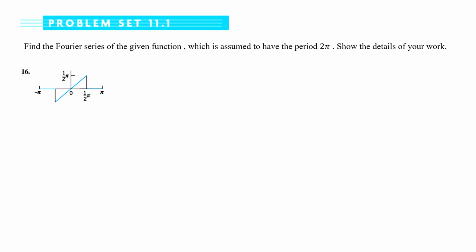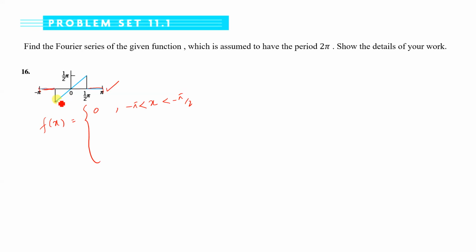So now we have question number 16, and the function given is shown in the figure. So first of all, we have to extract the function from this figure. So this function, you can see that is defined from minus pi to pi, and this line shows that in this interval the value of the function is 0. Similarly, in this interval the value of the function is 0. So let's write the function f(x) is equal to 0 when x is between minus pi and minus pi by 2.